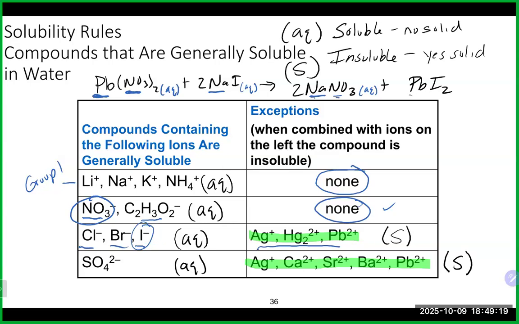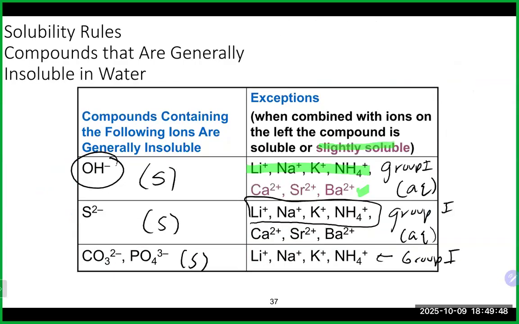Now I look over here. I may not be able to find lead, but I find iodide, which is right here. And it's soluble in everything except for silver, mercury, and lead. And in this case, it is hooked up with lead, which means it would be on this side, and it would be a solid. So this is how you can predict whether or not, when you put these things together, you'll get a solid or something that is aqueous. Any questions on that there?